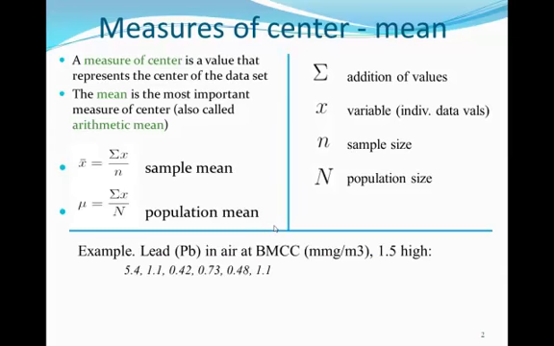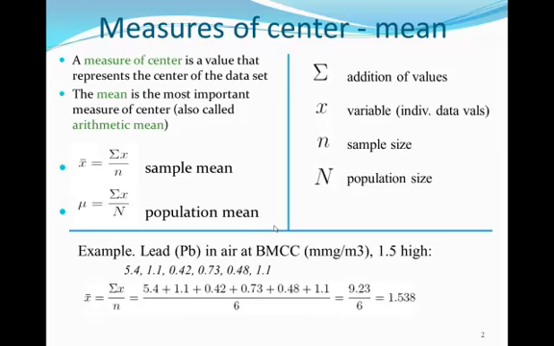First of all, let's look at examples. Lead level in air at BMCC, we use milligrams per cubic meter as a unit for that, and 1.5 is considered high. The data is listed as 5.4, 1.1, 0.42, 0.73, 0.48, and 1.1. This is a typical sample, so we use the sample mean formula.